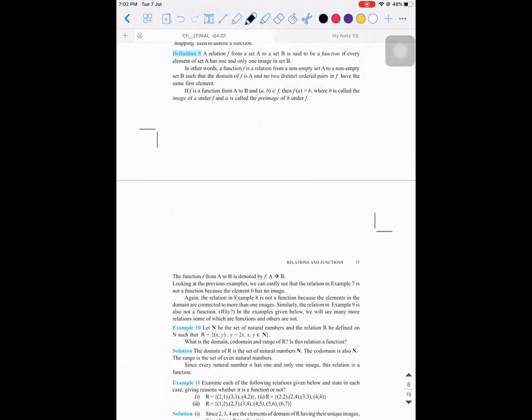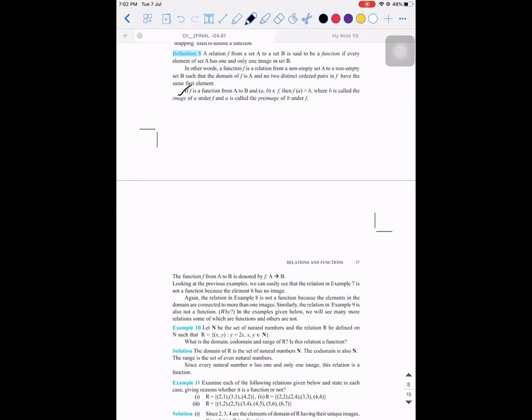Now see. In other words, a function f is a relation from non-empty set A to non-empty set B such that the domain of f is A and no two distinct ordered pairs in f have the same first element. That is what I was telling you. One more important point is the domain should be A, meaning every element in A should participate in the relation. This is a point which is mostly ignored. That is why I'm trying to stress it. Many people make this mistake.